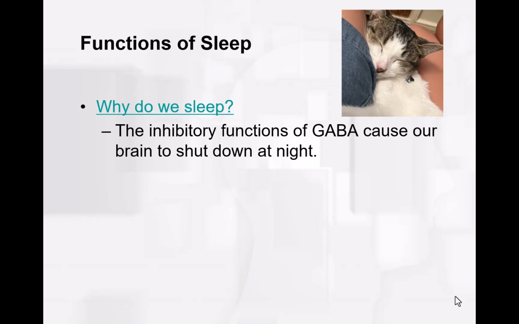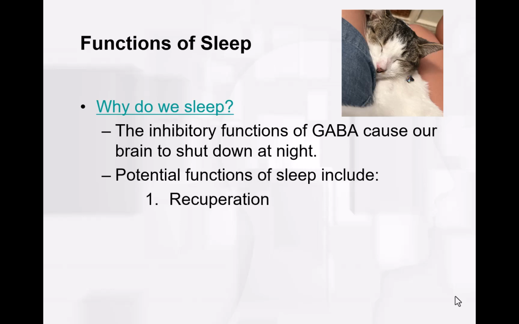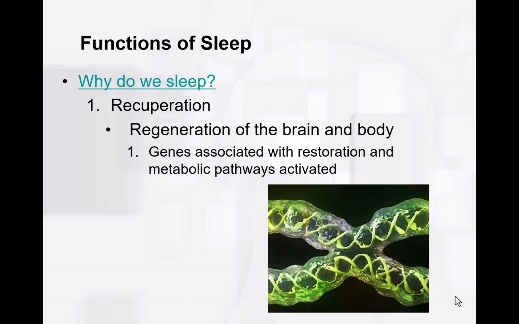But why? Why do we need this 6 to 8 hours of sleep? So potential functions include recuperation or restoration of the brain and body, and brain plasticity or memory consolidation and learning. We're going to talk about each of these in a little bit of detail. This recuperation theory, sometimes known as regeneration of the brain and body, is that the body is healing itself, the brain is healing itself while we sleep. We're going to talk about some lines of evidence that go along with this.